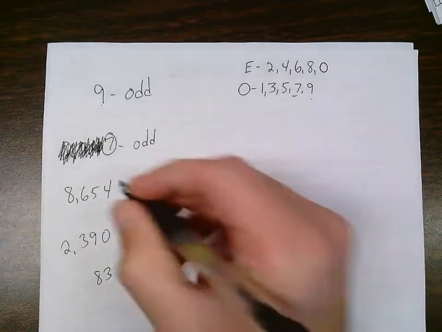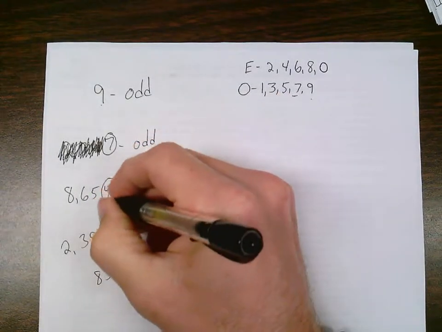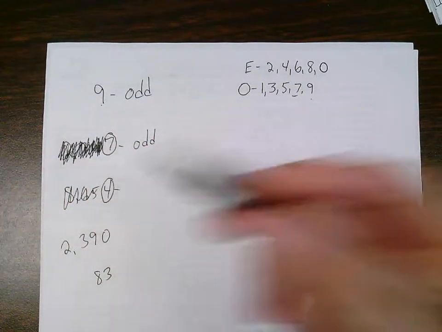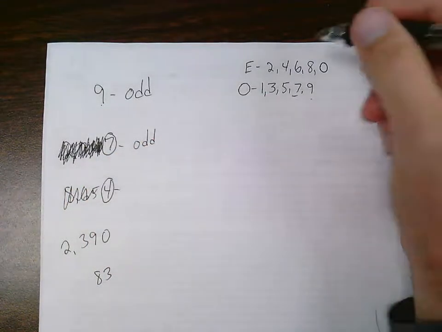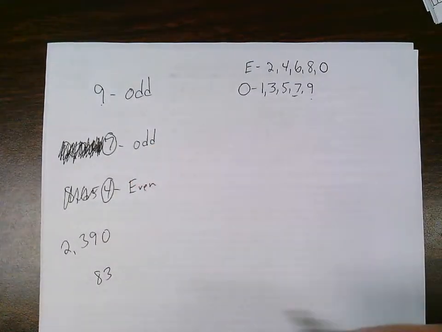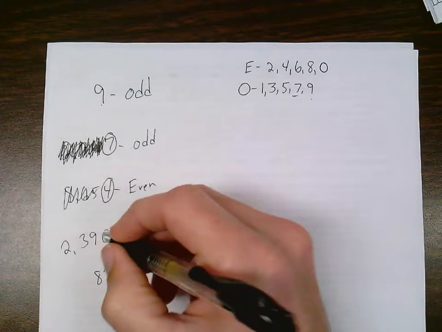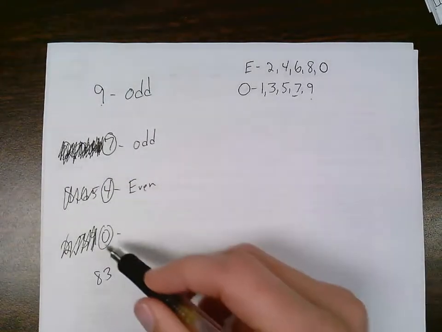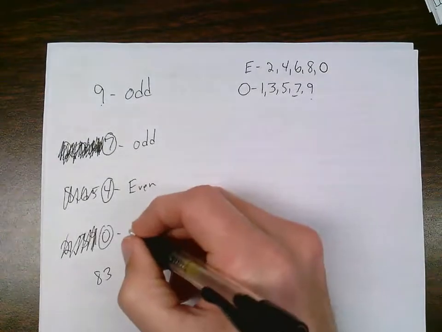8,654, same thing here. All I need to look at is the ones place. Everything else I can get rid of. So if that 4 is an even number, so that one is even. 2,390, circle the ones place, get rid of everything else, and 0 is an even number.